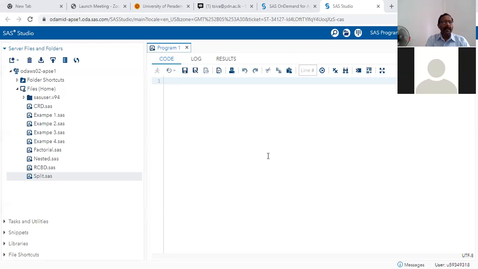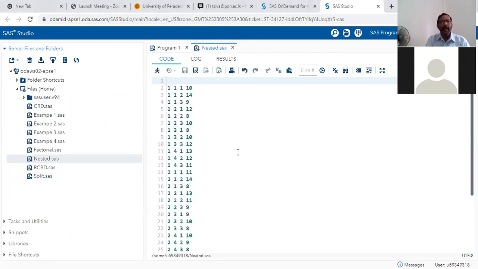Right, we are going to work with the two sets of data that we have discussed in the class, nested design and the split plot. I have already saved those data in SAS, so I will click directly. The first one is the nested design, which we have done in the class.